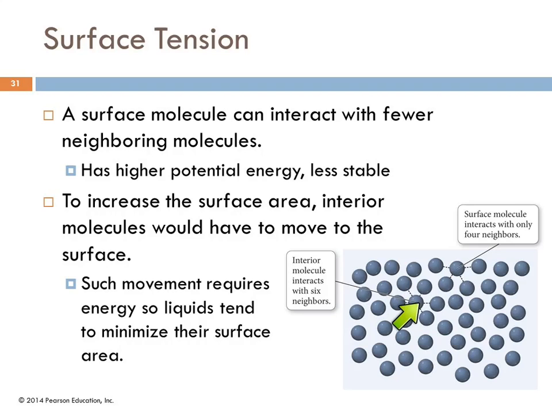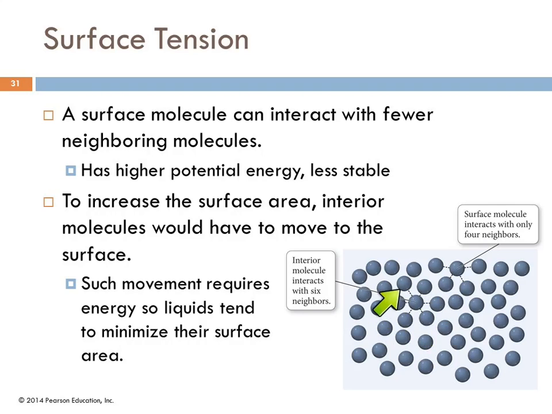Water molecules on the interior interact in multiple directions, and they're going to interact with more molecules than the ones on the surface. So if we were to increase the surface area, we would have to move some of these interior molecules to the surface. Because there's a certain number of molecules on the surface, and if we're going to make the surface area larger, some of these guys are going to have to come up and be on the outside. To do that would require energy, because this guy is more stable here. He's got all these nice attractions.